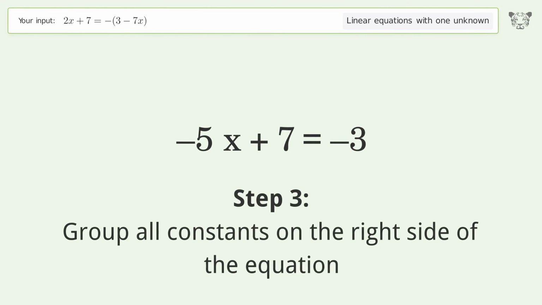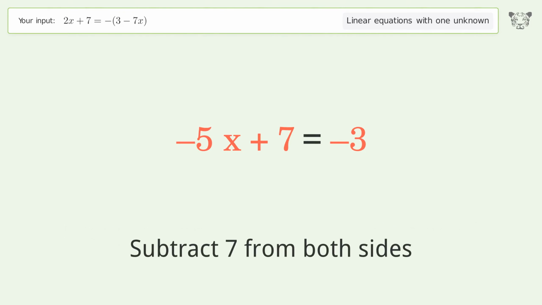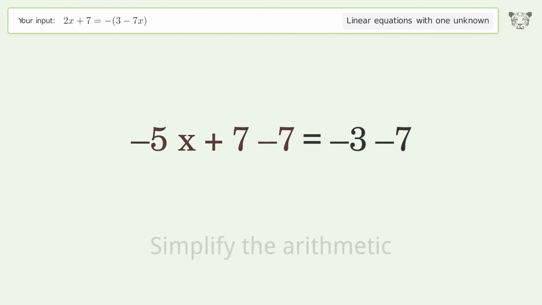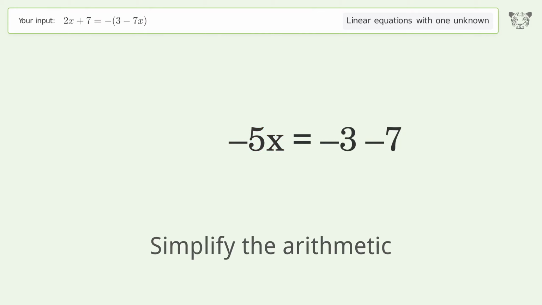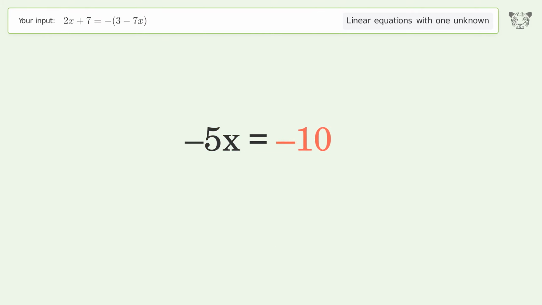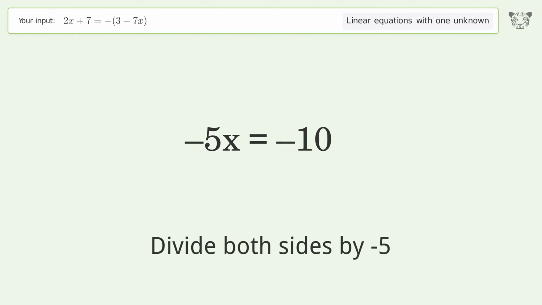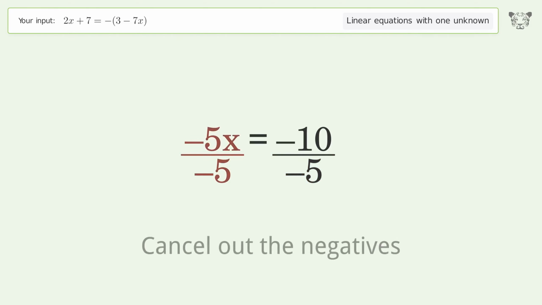Group all constants on the right side of the equation. Subtract 7 from both sides. Simplify the arithmetic. Isolate the x. Divide both sides by -5. Cancel out the negatives.